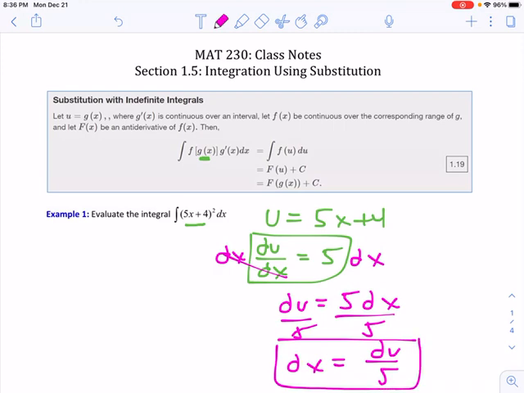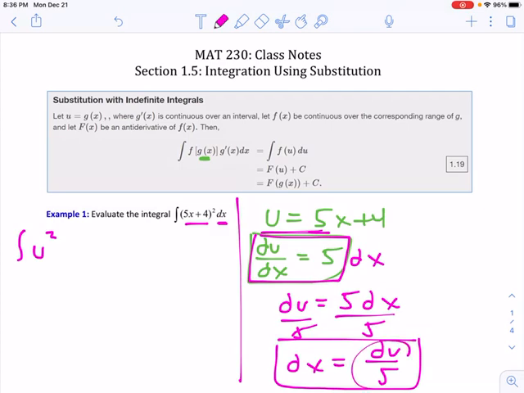All right, so find the derivative of u and then solve that equation for dx. Now comes the substitution part. So what we're going to do here now is replace the 5x plus 4 with u. So we have u to the second power, and then we're going to replace dx with du over 5. This is why it's called u substitution.